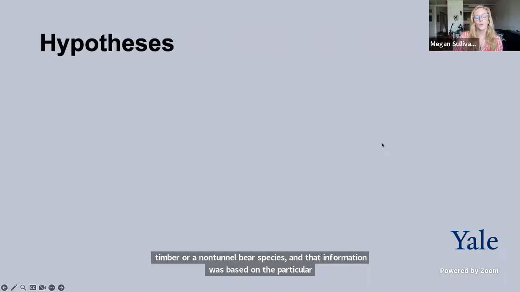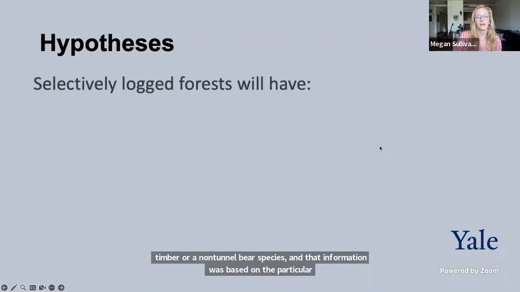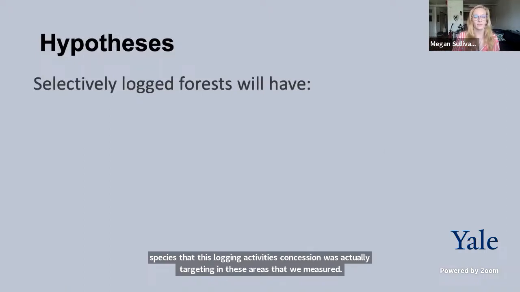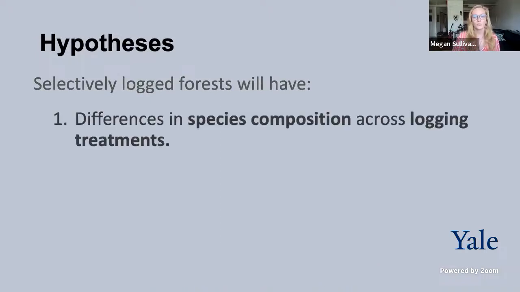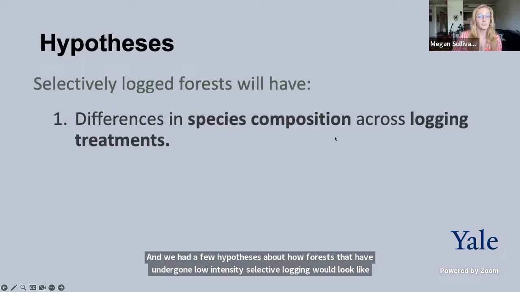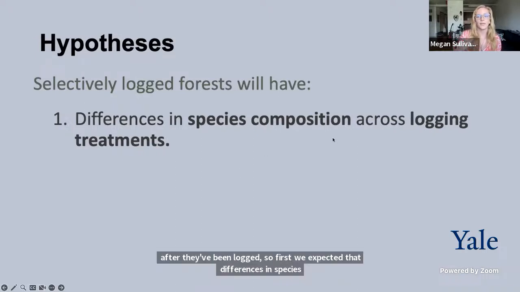And we had a few hypotheses about how forests that have undergone low intensity selective logging would look after they've been logged. So first, we expected that species composition would be different across logging treatments due to increased environmental changes in logged forests.